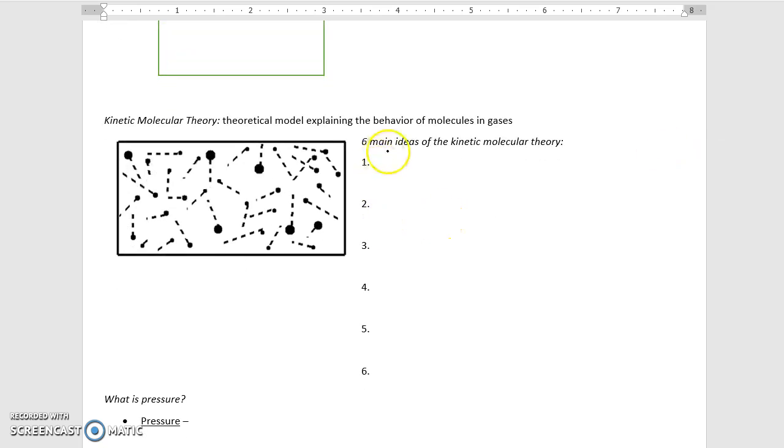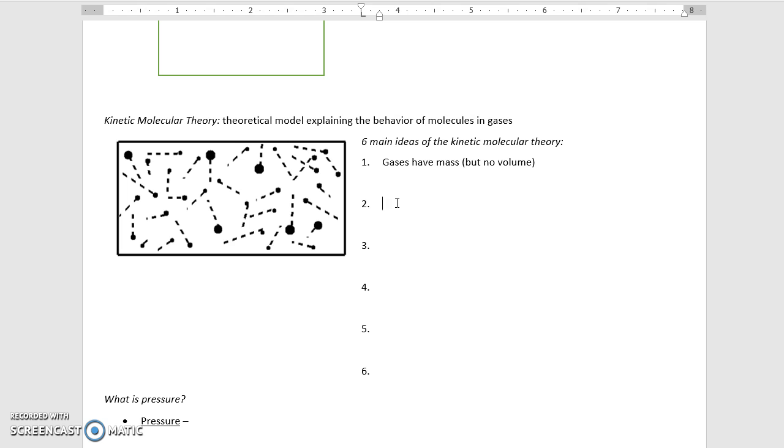But the first thing we're going to talk about is the kinetic molecular theory. This is a model that explains the behavior of molecules in gases in the ideal situation. There's 6 main ideas that go along with this KMT here. So the first is that gases have mass, but no volume. So what that means is they have mass, but in terms of volume, they fill whatever space they're in. Okay, so they don't have a set volume. They fill whatever container they're in.